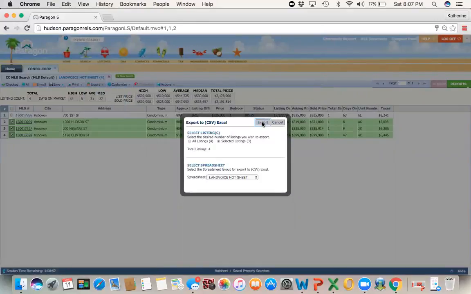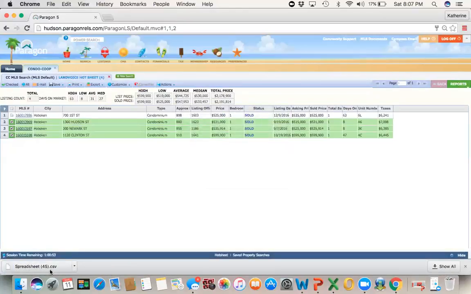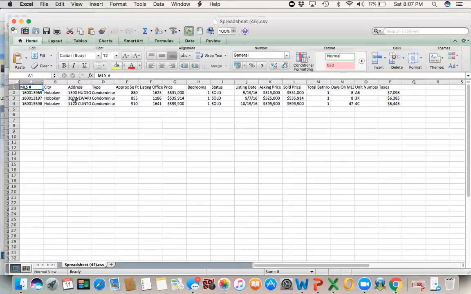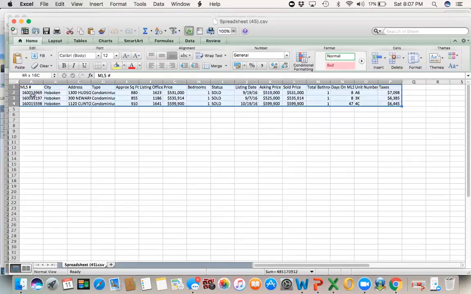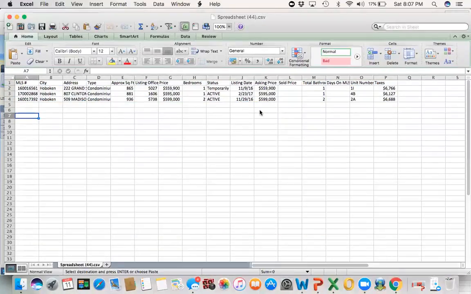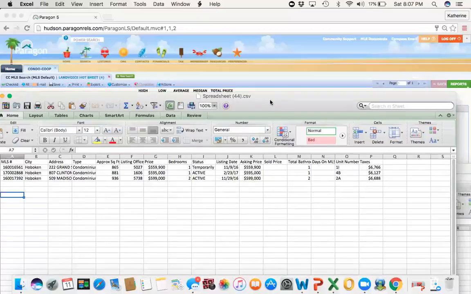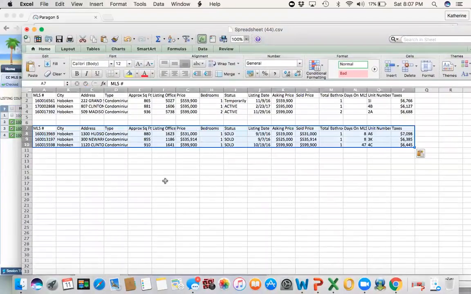So I'm hitting export again. So see this, how it went into a new one. It's a little annoying. So I take it, I go like this, I go like this. Right there, yeah. So now they're all in one thing.